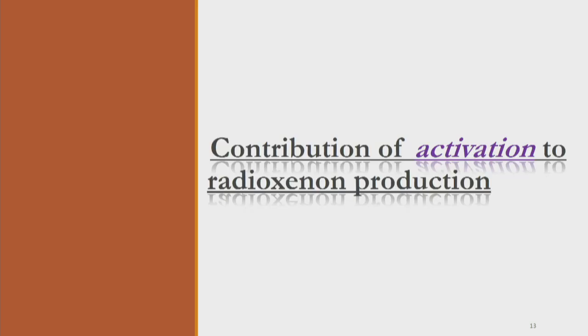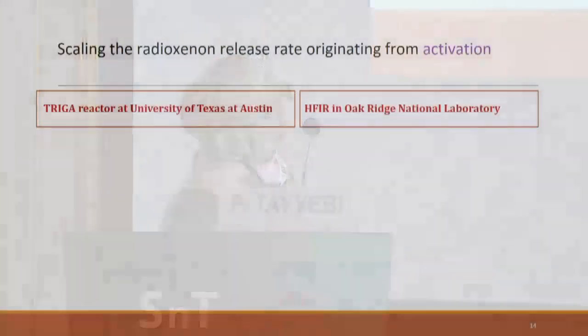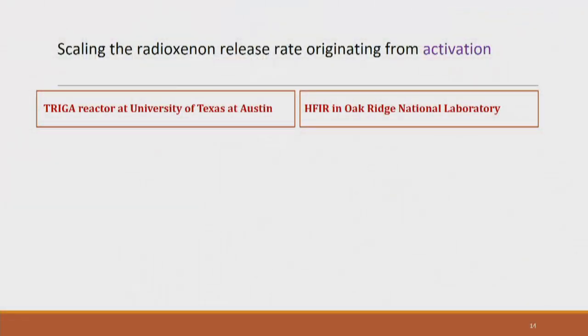And now here is the contribution of activation to radioxenon production. For this calculation, we have two reactors based on their measured data. The TRIGA reactor from Texas University. For this reactor, there are 2 pathways for release of xenon, which are argon purge stack and HVAC stack.